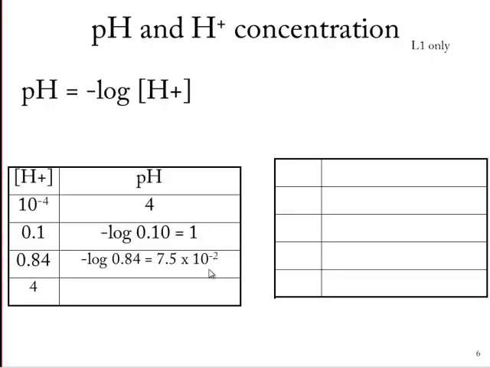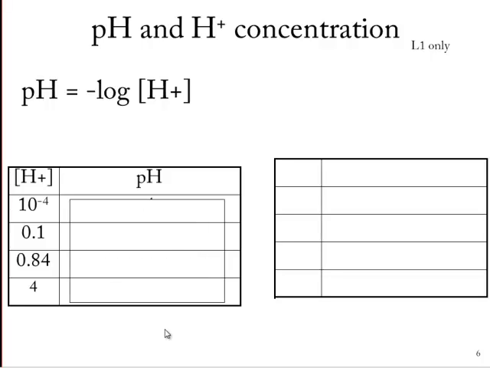And if it's 4, that's a pretty concentrated acid solution, 4 moles per liter. Well, just plug it in again, the negative log of 4, and look what you get. You get negative 0.6, I should say. Can pH go below 0? You betcha, for some really strong concentrations of acid, or for some of these superacids.